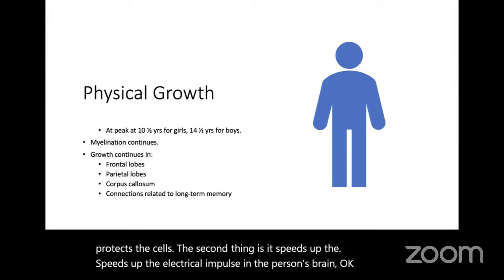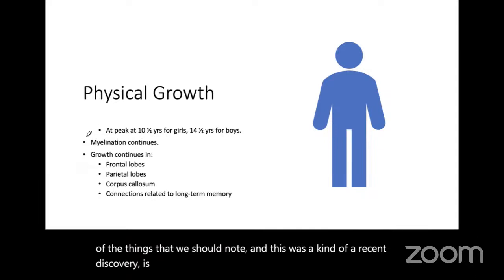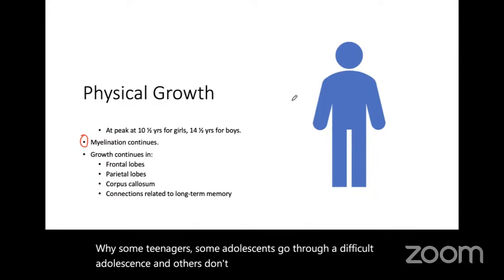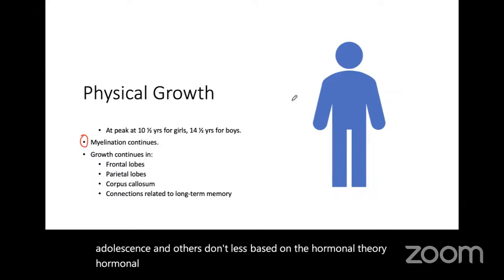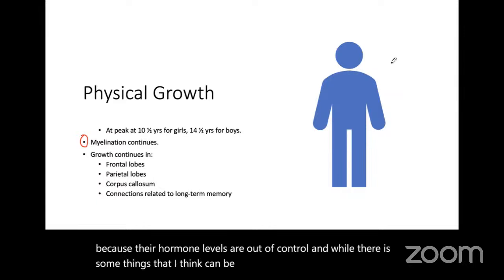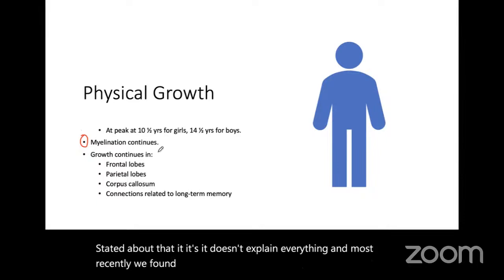Okay. And one of the things that we should note, and this was a kind of a recent discovery, is that we actually think that this has a lot to do with why some teenagers, some adolescents go through a difficult adolescence and others don't, less based on the hormonal theory. Hormonal theory stating that some adolescents have difficulty because their hormone levels are out of control. And while there are some things that I think can be stated about that, it doesn't explain everything.